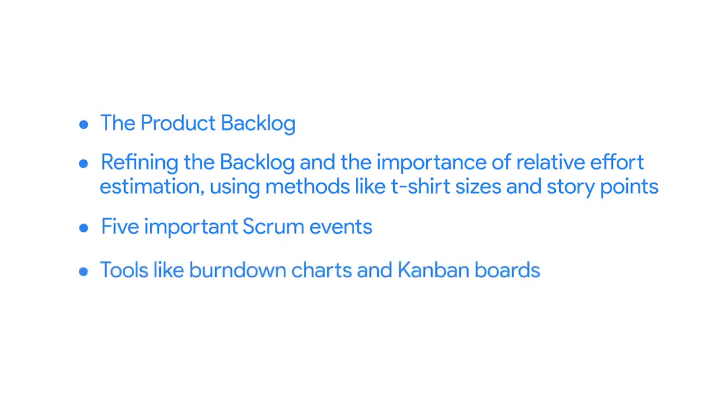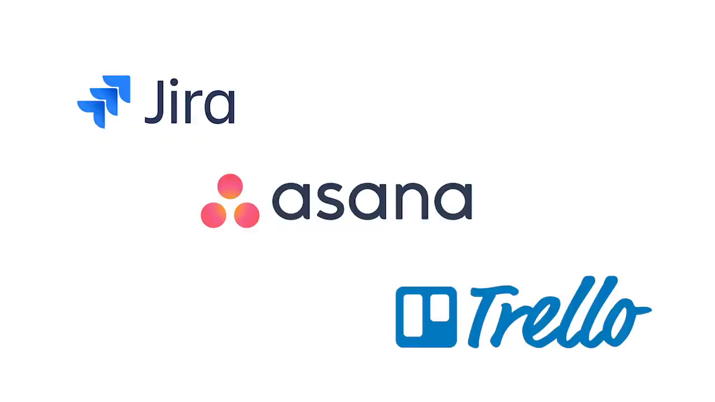We discussed visual learning by using tools like burn-down charts and Kanban boards. We also explored tools like Jira, Asana, and Trello, which make it easy to keep your workflow transparent and keep every team member up to date on the progress made throughout the sprint.